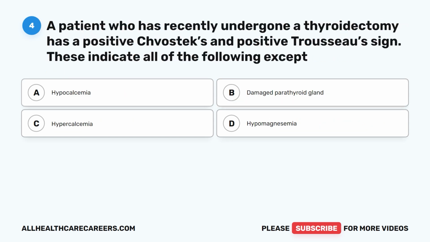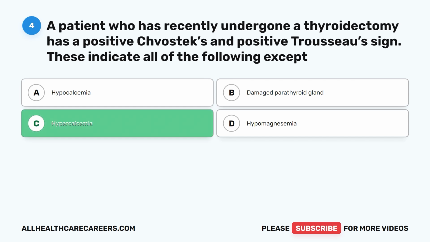Question 4. A patient who has recently undergone a thyroidectomy has a positive Chvostek's and positive Trousseau's sign. These indicate all of the following except: A. Hypocalcemia, B. Damaged parathyroid gland, C. Hypercalcemia, D. Hypomagnesemia. The correct answer is C.